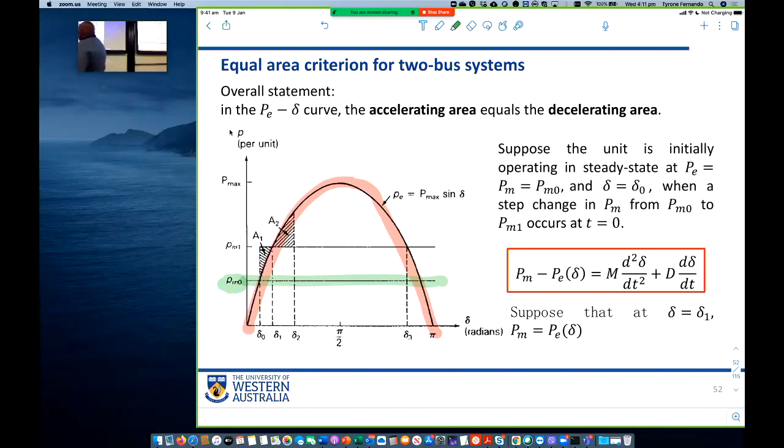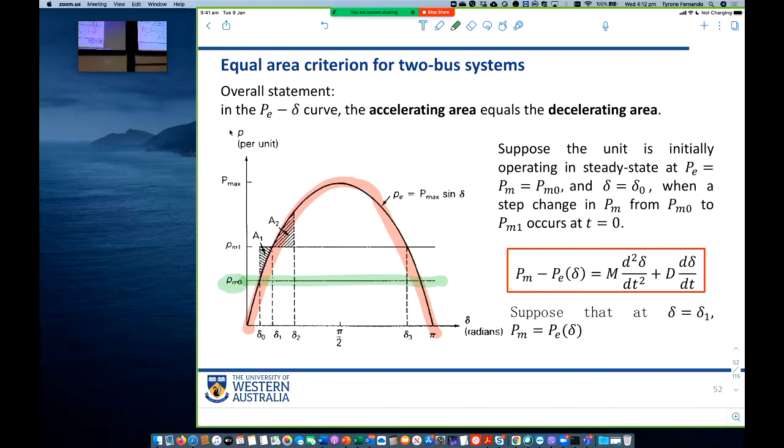The left hand side intersections are the stable operating points. So the electrical load is, let's say, PM0, so the mechanical power has to be PM0 as well. Initially, the turbine is providing a mechanical power output of PM0. The generator is supplying a load that is also PM0. So the angle delta is delta naught. The angle of E has to be delta naught.